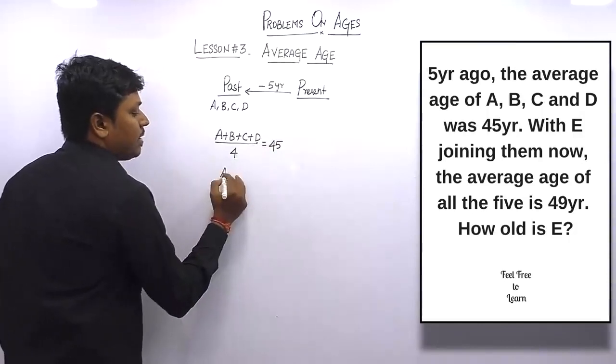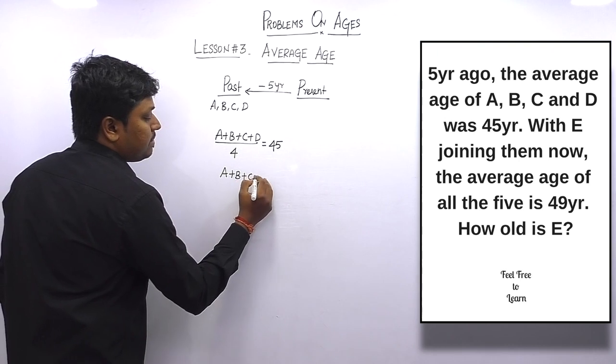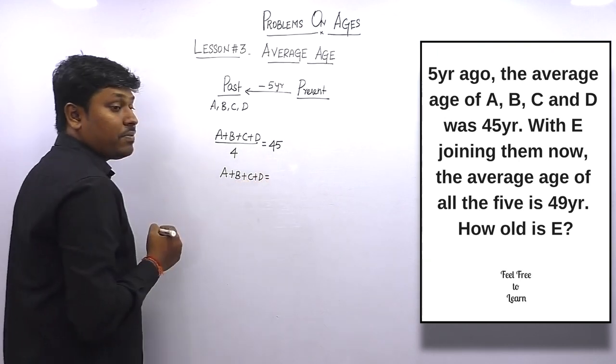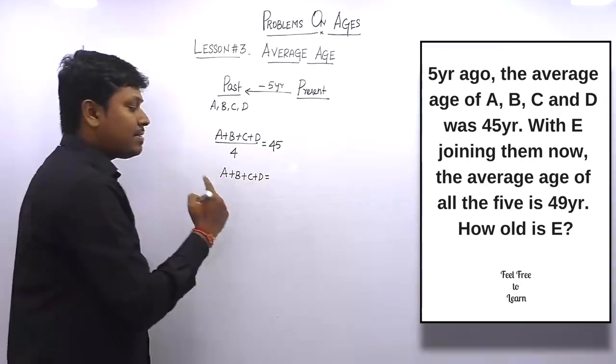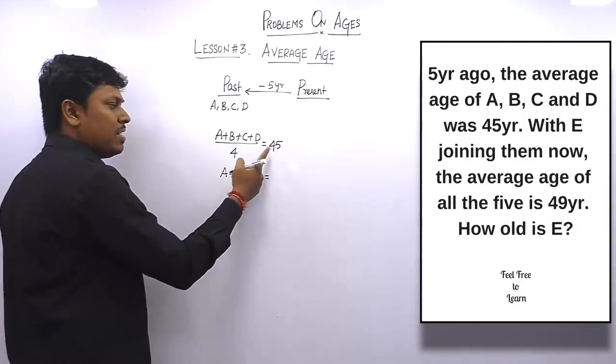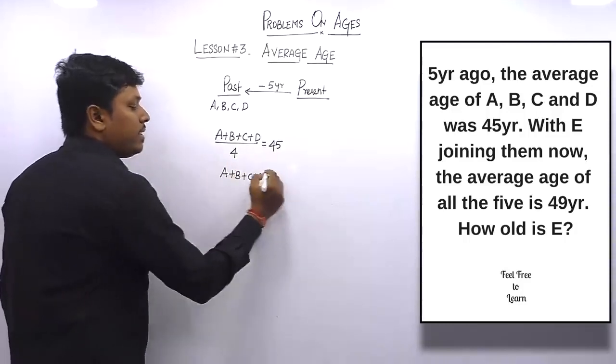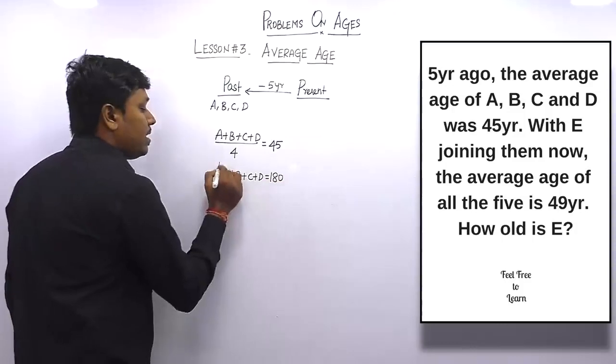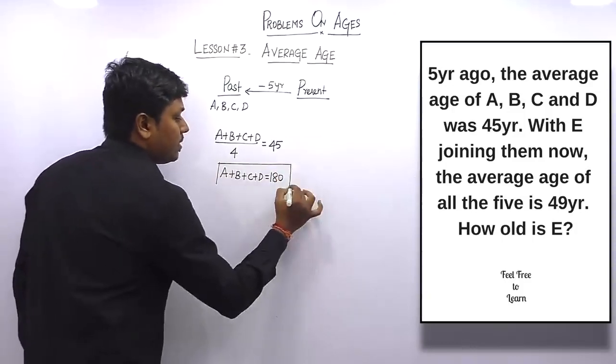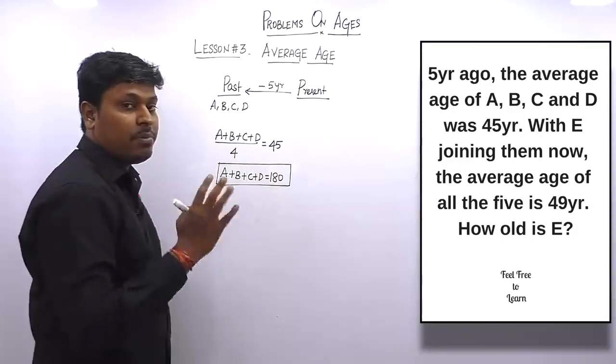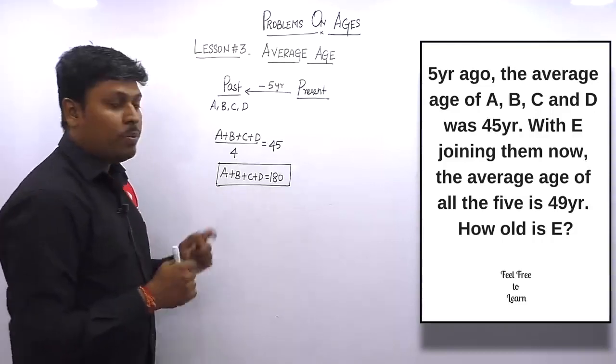So we can say A plus B plus C plus D. The 4 persons' sum of ages 5 years ago will be 45 into 4. 4 4s are 16, carry 2, that is 180. So 5 years ago, the sum of the 4 persons' ages will be 180.